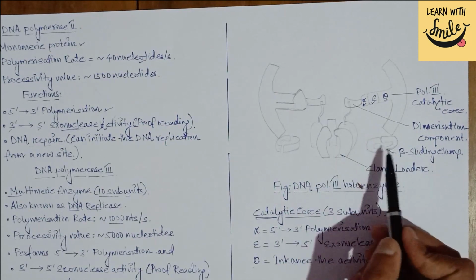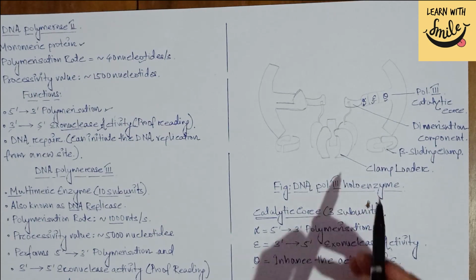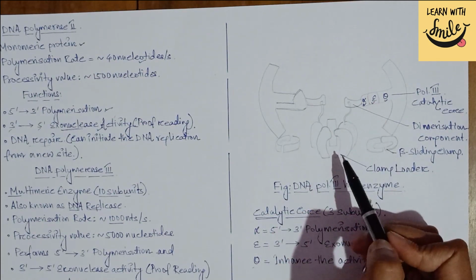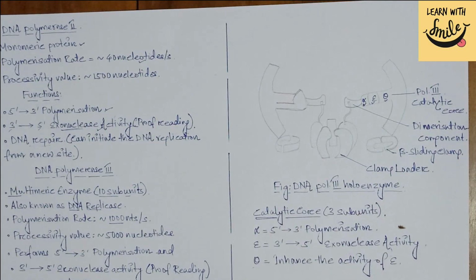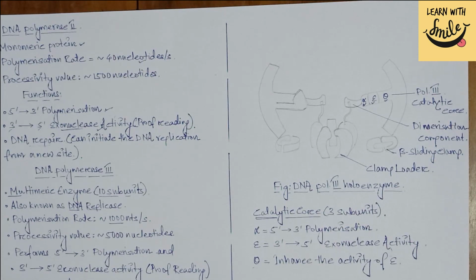Now, the dimerization component is very much understandable: it helps connect the catalytic core with the clamp loader. I will distinguish between the activities of the beta sliding clamp and the clamp loader, but before that you need to understand one very basic thing, that whenever DNA polymerase tries to perform the polymerization activity, there is always a tendency for a DNA polymerase to get separated from the parental strand, thereby halting the DNA replication process.